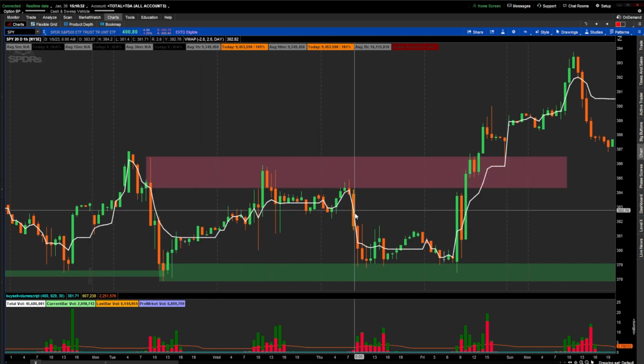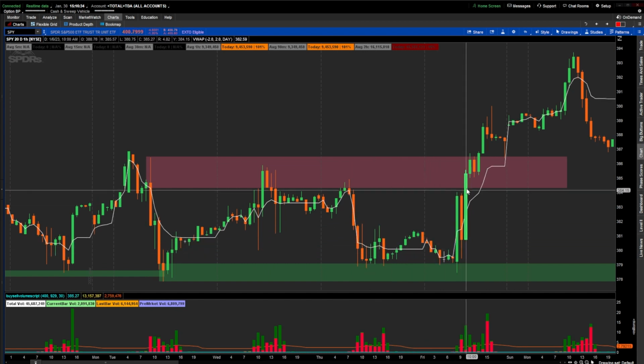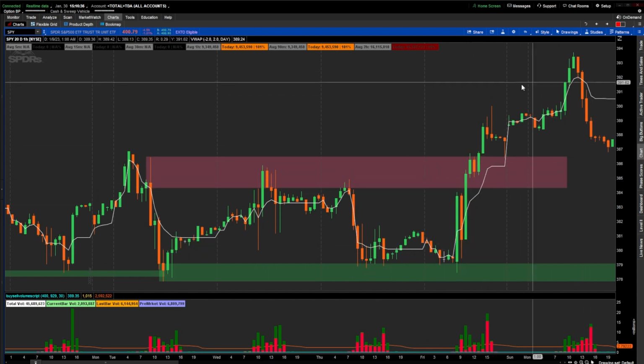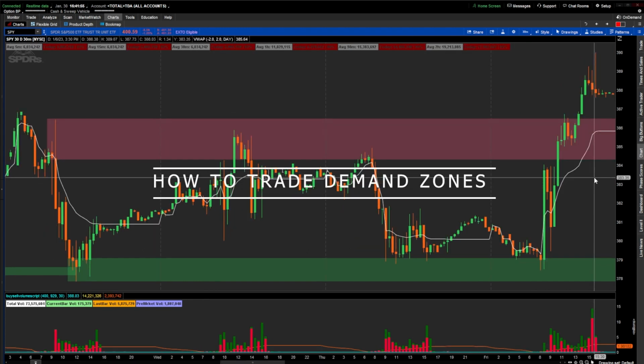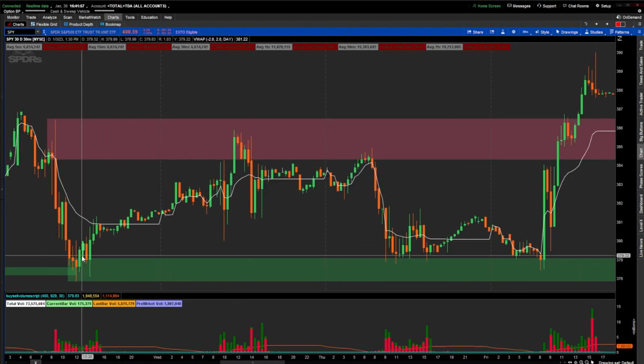Now watch how price reacts in these zones. You see the rejection, and then it comes back, tests demand again, and then it breaks out through supply and continues going. Now that you guys learned how to draw supply and demand zones, it's important to learn how to trade them. How to trade demand zones. Step 1 is to draw the demand zone.